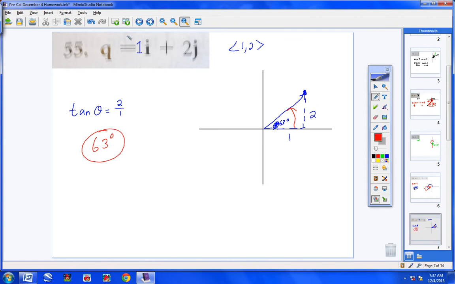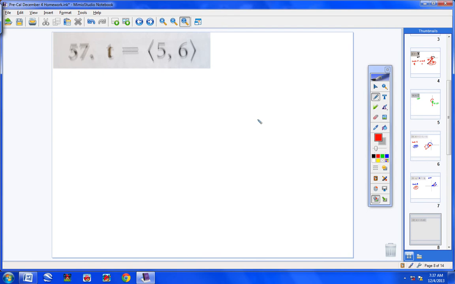All right, let's take a look at number 57. (5, 6). So we know we're going to go over 5 and up 6. So here we go. Over 5, up 6. So my vector is going to be somewhere in this quadrant here. I quickly draw my right triangle. I go over 5, up 6, find theta.